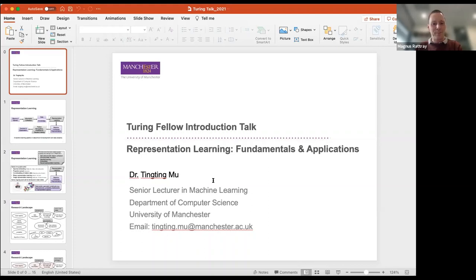So the first speaker today is Dr. Tingting Mu. Tingting is a senior lecturer in machine learning in the Department of Computer Science, and she is going to talk about representation learning, fundamentals, and applications. Over to you, Tingting.